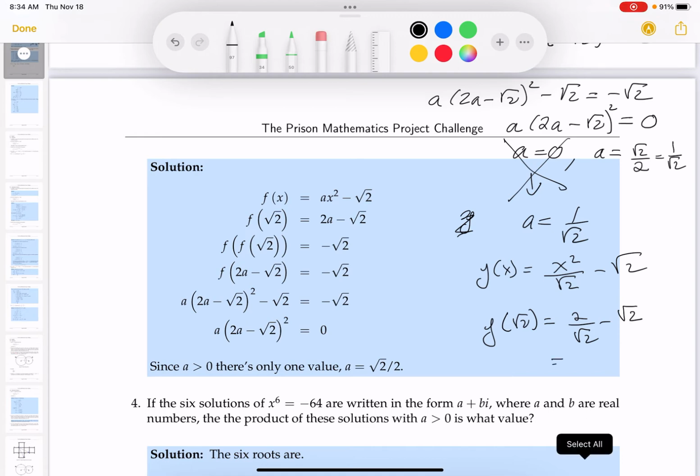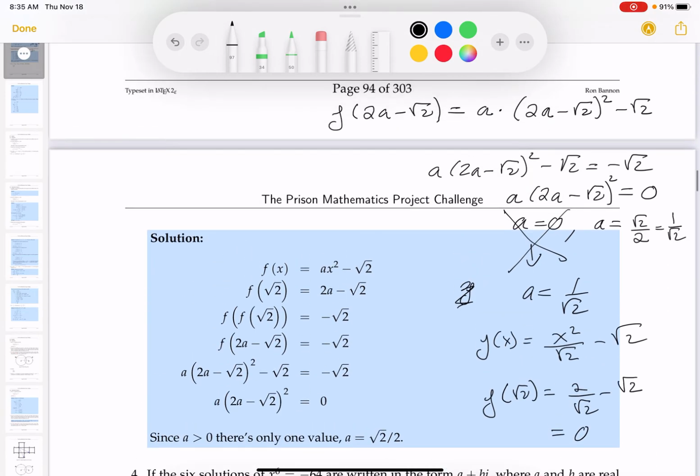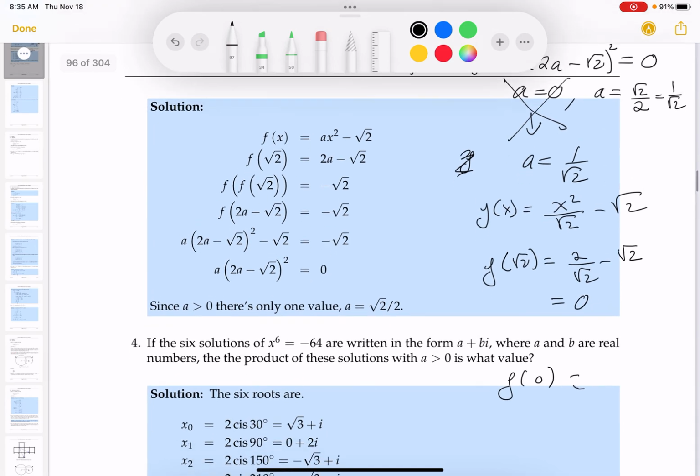And that equals, let's see, put that down. What would you get over there? Let's see, you get root 2 minus root 2, which is 0. That's good. And then I do this over here. What's f of 0? Again, I'm just checking it with the original statement up here. And this should equal minus root 2.